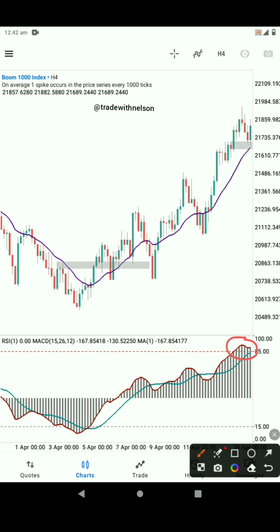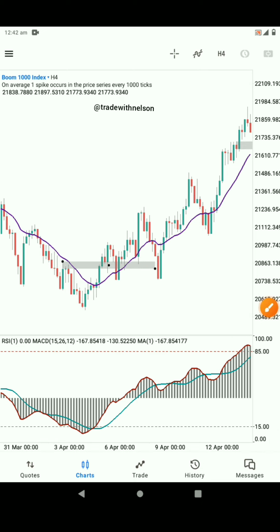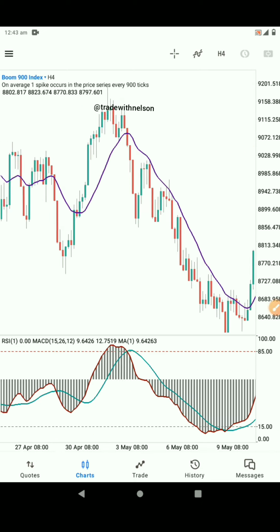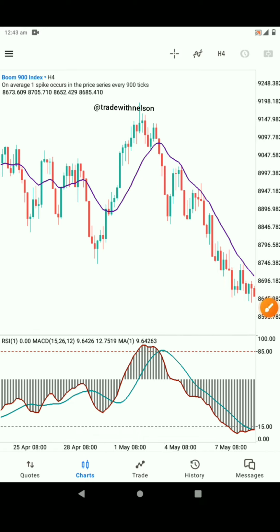Then you hold your trade until when it enters into the 85 level. Let me show you more examples. This is the Crash 900 market. This is a sell condition.